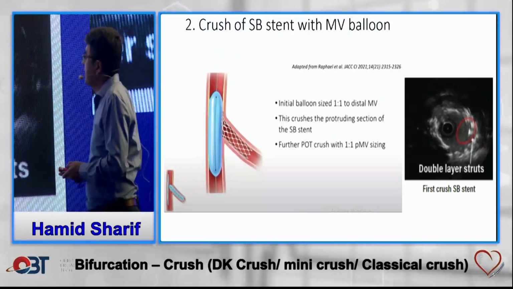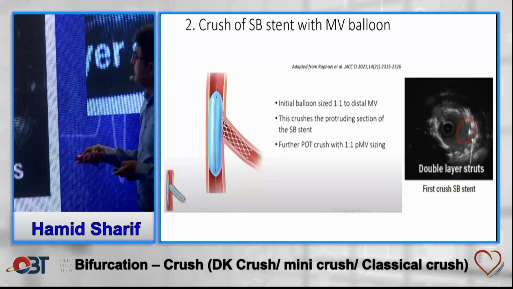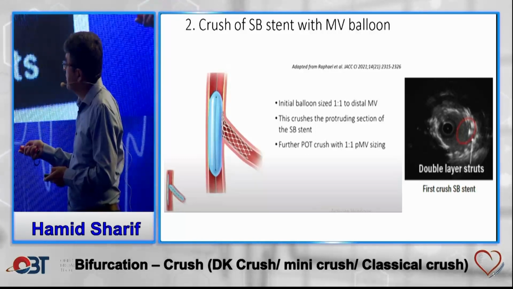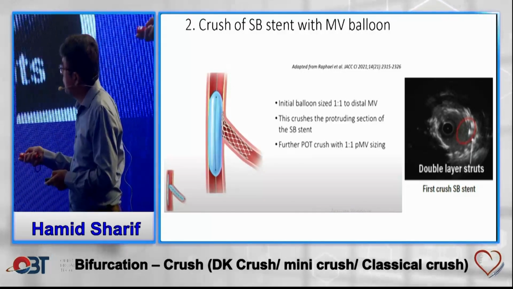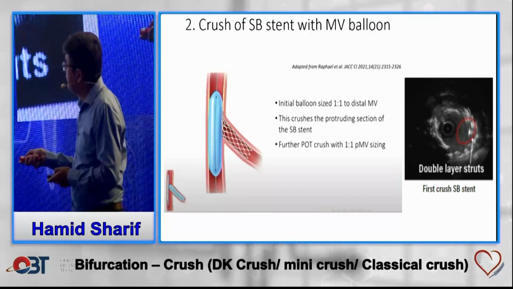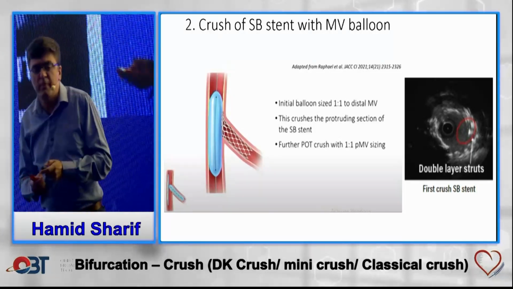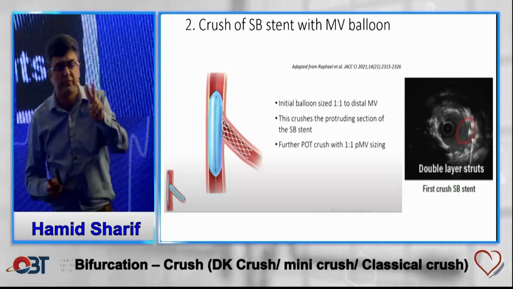So step 2 is the crush. The initial balloon is this one, and we crush by 1 to 1 to the distal main vessel. This crushes the protruding section of the side branch. Further crush will be with proximal sizing as well. In this case, it's very important to make sure that it is a two-way crush.